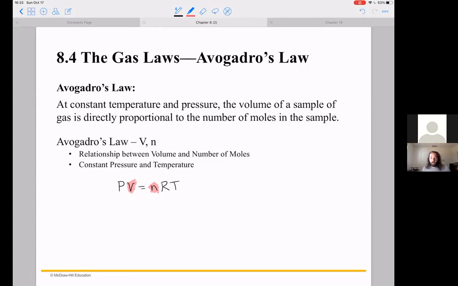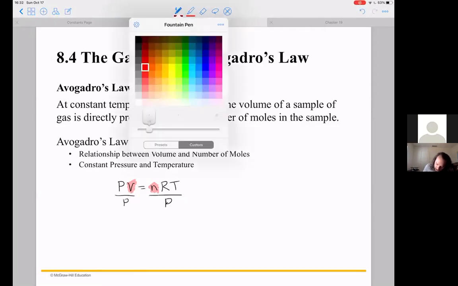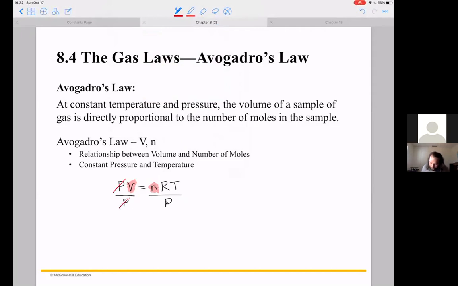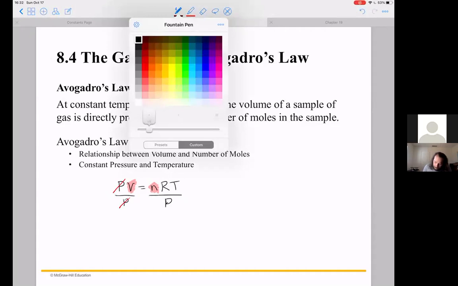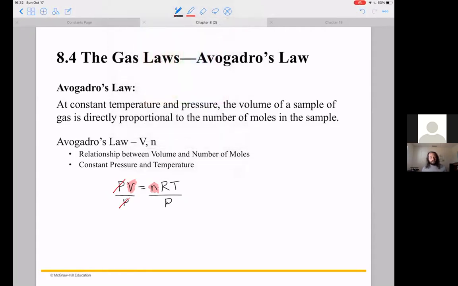So what you're going to do is put all your constants on one side of the equation and all your variables on the other side. Let's first move our constants to the right. In this case, I'm going to divide both sides by pressure. That will cancel pressure on the left. And now I'm going to move my variables to the left side of the equation. So I'm going to divide both sides by n.